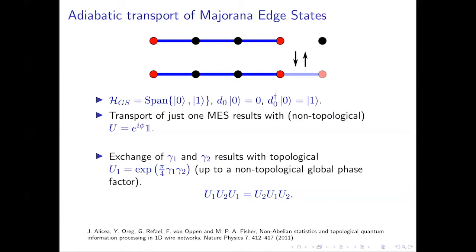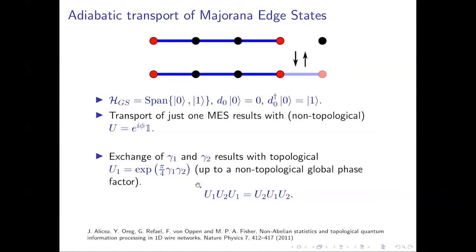So this exchange of gamma 1 and gamma 2 means there is some adiabatic process happening with this wire that you haven't described. It's actually on a network. You have to have a network to be able to exchange them, because you have to keep them separated at all times. You cannot get them too close, because then you get overlaps that destroy the topologicality. I'll tell you the details later.